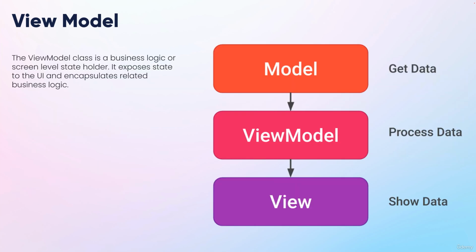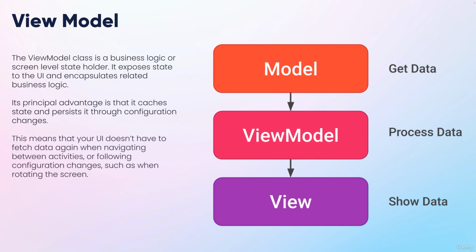The ViewModel class is a business logic or screen level state holder. It exposes state to the UI, to the user interface, and encapsulates related business logic. Its principal advantage is that it caches state and persists it through configuration changes. This means that your UI doesn't have to fetch data again when navigating between activities or following configuration changes, such as when rotating the screen.